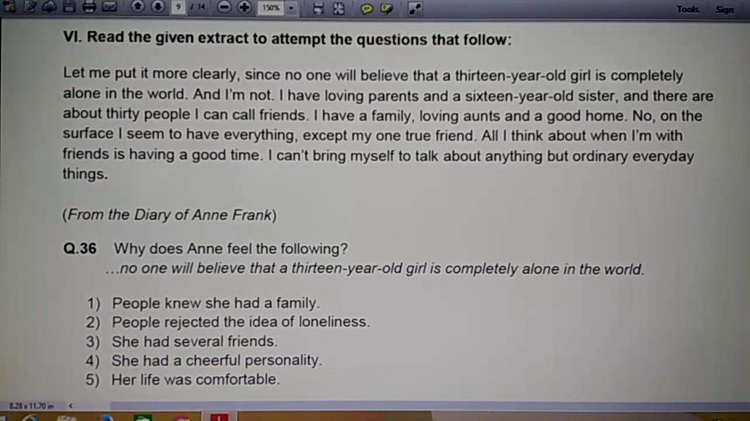Read the given extract to attempt the questions that follow. Let me put it more clearly, since no one will believe that a 13-year-old girl is completely alone in the world, and I am not. I have loving parents and a 16-year-old sister, and there are about 30 people I can call friends. I have a family, loving aunts and a good home. No, on the surface I seem to have everything except my one true friend. All I think about when I am with friends is having a good time. I can't bring myself to talk about anything but ordinary everyday things. From the diary of Anne Frank.